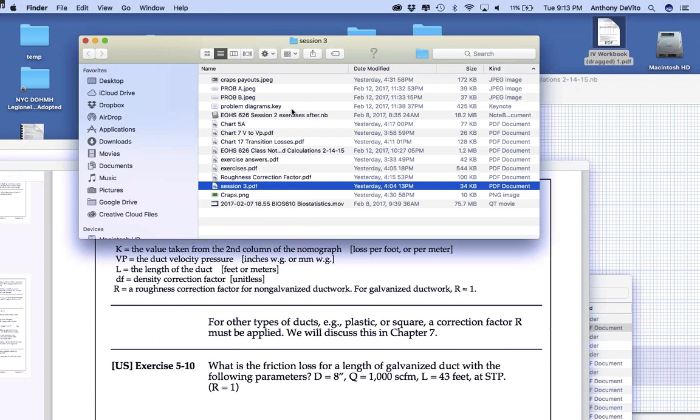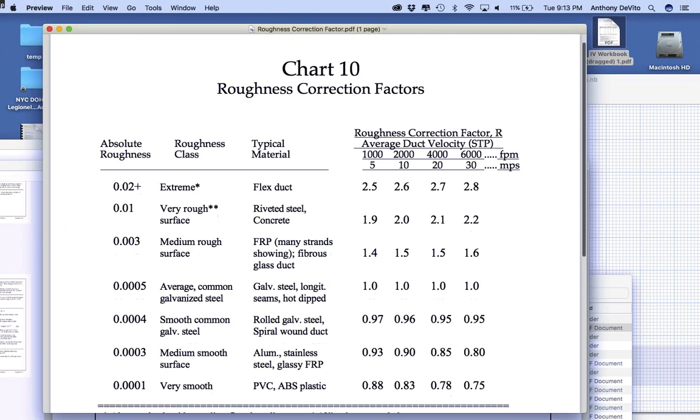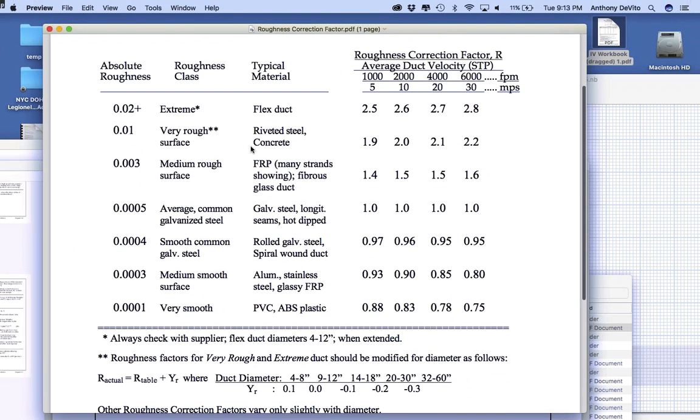There's a couple of ways to do this. I think chart 5 has some information on it: transition losses, roughness, and correction. Here, take a quick look. This is the roughness correction factors. So if you have plain old common galvanized iron steel, then at 1,000 feet per minute, at the average duct velocity, it's saying the roughness factor is, assume, one.